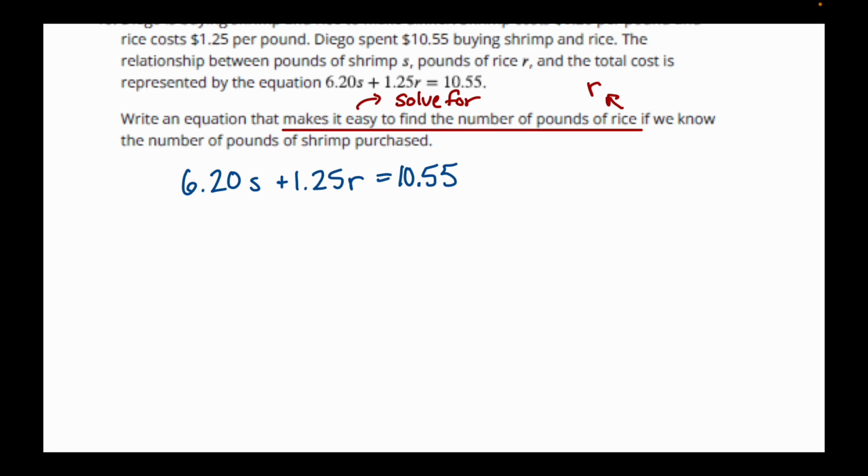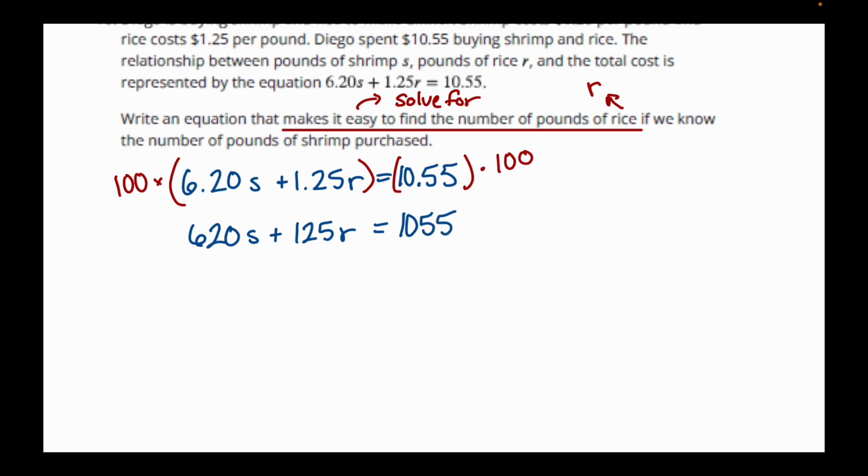So in order to move that decimal point 2 places for each and every term here, I am going to multiply this entire thing by 100. So everything on the left, multiply by 100, and everything on the right is going to multiply by 100. All that's going to do is create 620 S plus 125 R equals 1055. And that's if we had the equation in cents instead of dollars, this is what it would be.